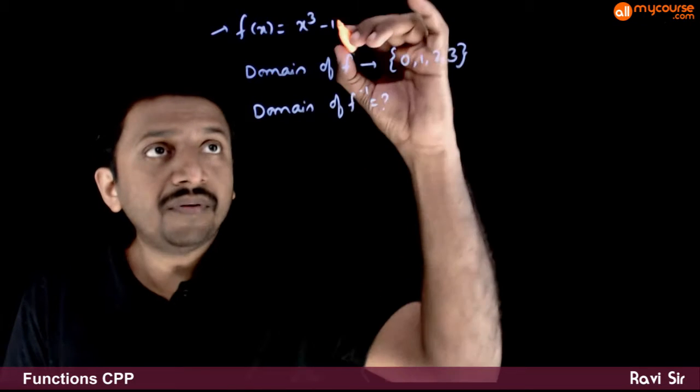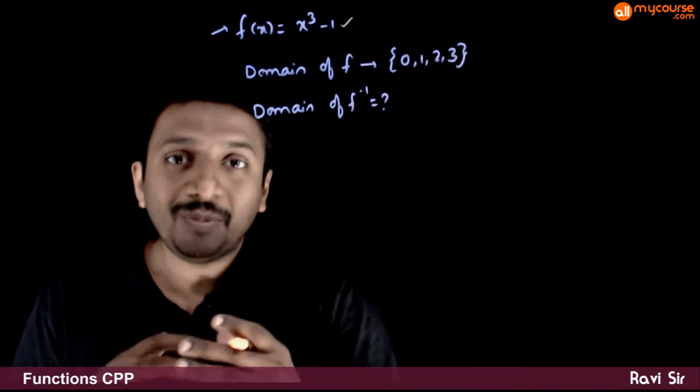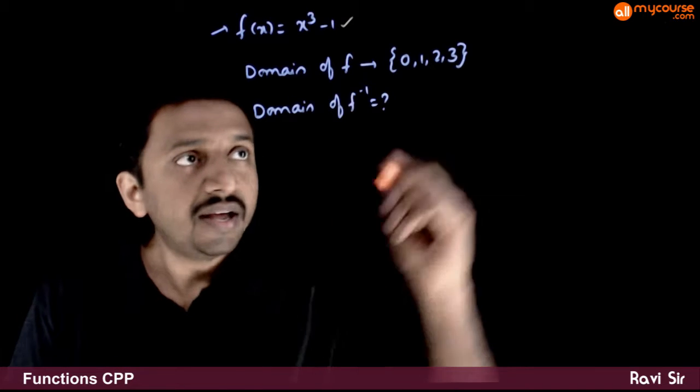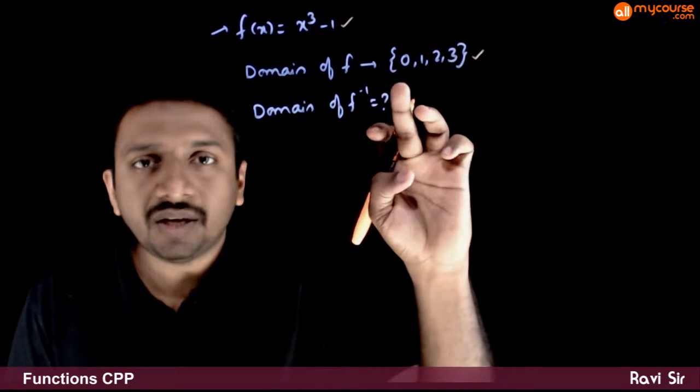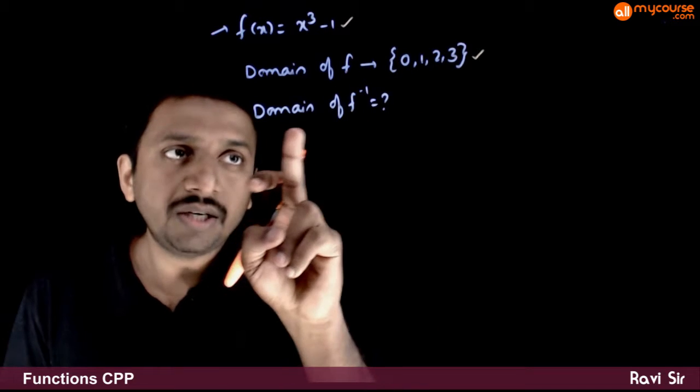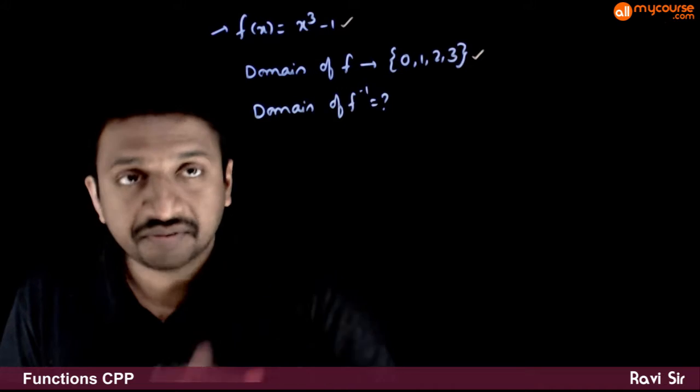In this question, you're given that f(x) is x cube minus 1. That's the rule which connects x with f(x). And the domain of f is 0, 1, 2, 3. There are only 4 elements in the domain. What is the domain of f inverse?